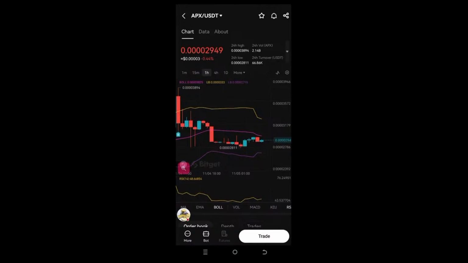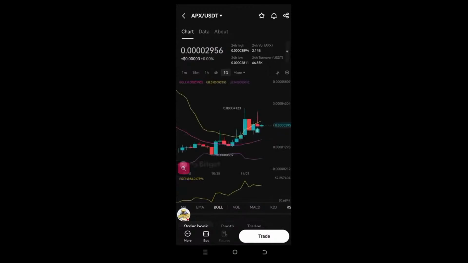But I have to just try, because they don't have parabolic SAR. And the two platforms I'm going to be talking about here, which are BitGet and KuCoin, they don't have parabolic SAR. They only have Bollinger Bands. And those two trades are still waiting, right? But anyways, look at it. This is a new coin. Let me put one day here to show you something.